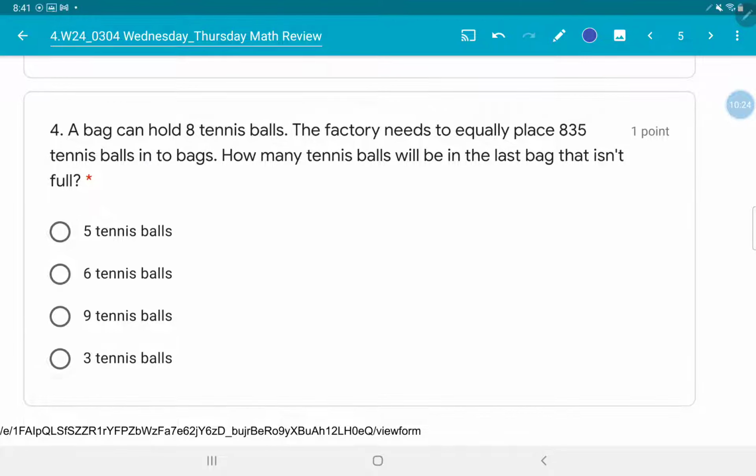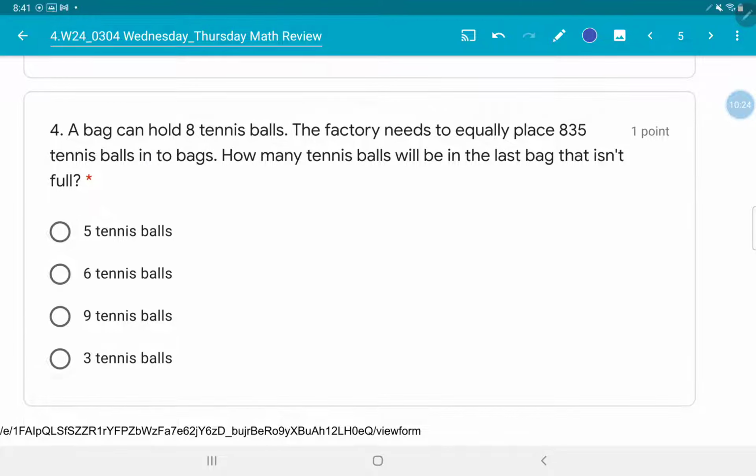Okay. So I could count by 8s. 8 times 1 is 8. 8 times 2 is 16. 8 times 3 is 24. 8 times 4 is... What's 8 times 4? 32. Very good. 8 times 5 is... 40. Very good.